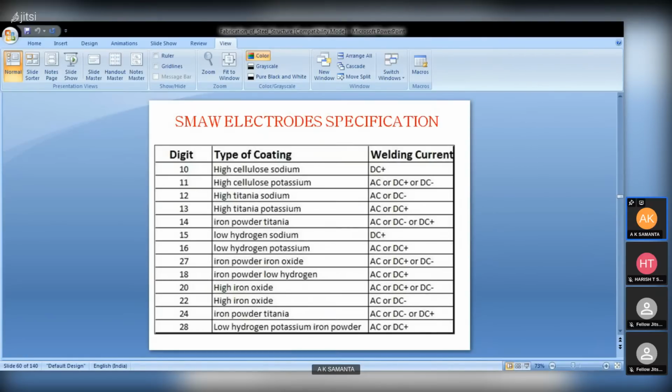So whenever we select the electrode, first we have to know the strength of the parent material, then accordingly we have to select the number of the electrode. Normally for structural application 60 and 70, because when it is 70, then the tensile strength will be 7 into 7, around 490, more than 550, and if it is 60, then 6 into 7, so 420 MPa is the tensile strength. So if our parent material is 250 grade or 300 grade, we can use a 60 number electrode. However, if the plate strength is more than 350, we have to go for an E70 category electrode.